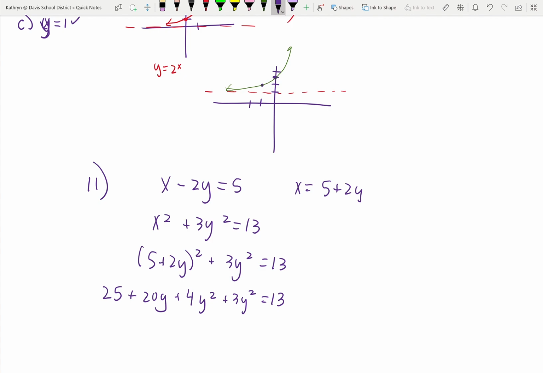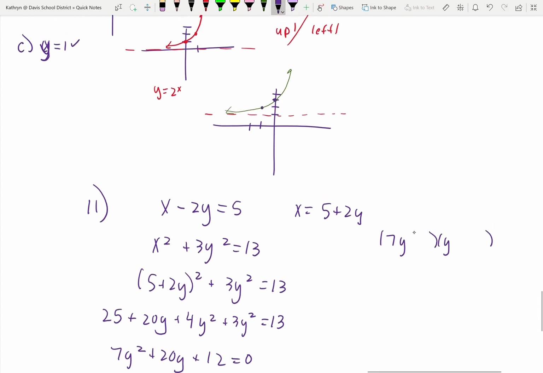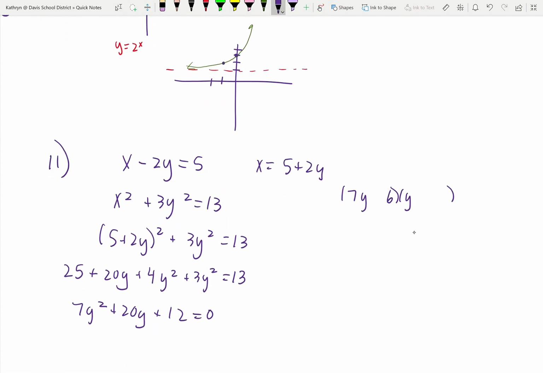Okay, so clean this up, and you have 7y squared plus 20y. 13 comes over, and you have a plus 12 equals 0. Now when you factor that, it's going to go to 7y and a plain y. The 6 and 2 go here like that. That gives me 14 and 6, which adds to give me 20. Signs are the same, they're both positive. So I get y equals negative 6 over 7 and negative 2.